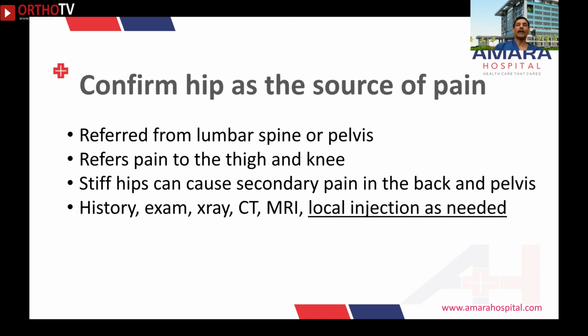Hip pain can be referred to the thigh and knee. Here, the hip exam will be abnormal by reproducing the thigh and knee pain, and the thigh and knee exam will be normal. Another presentation is stiff hips: abnormal hips can cause secondary pain in the back and pelvis from a compensatory mechanism. Here, both the hips and the back exam will be abnormal. So you use your 5 tools to figure out if the pain is actually coming from the hip or not. Local injection is helpful in difficult cases.